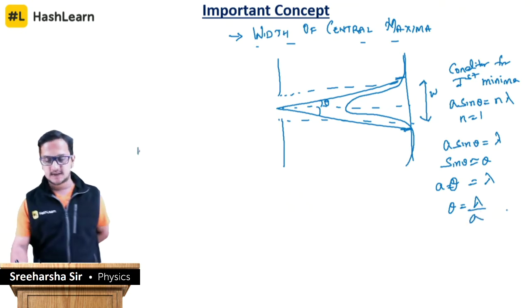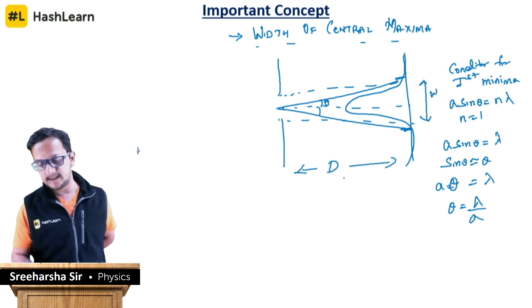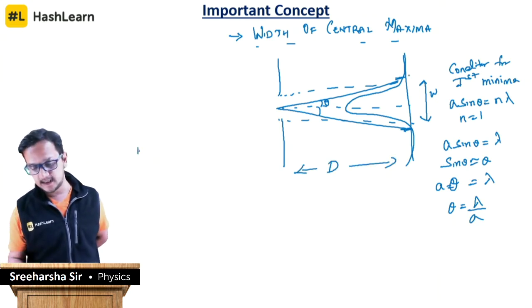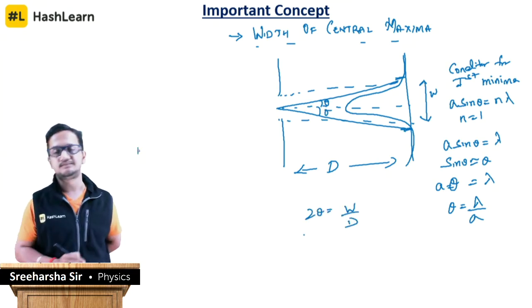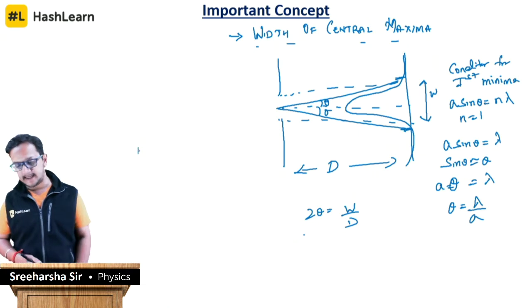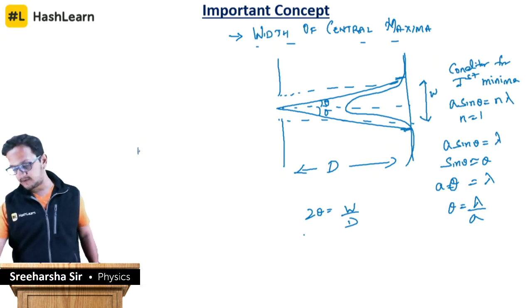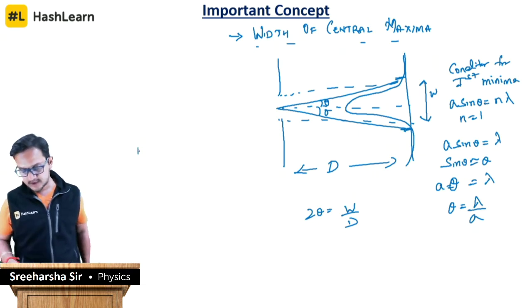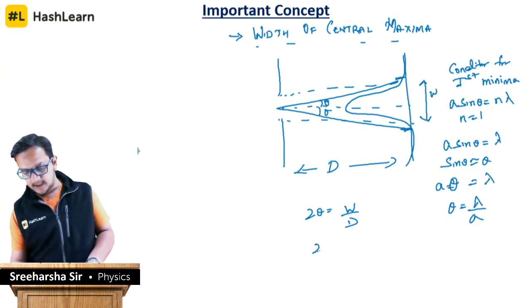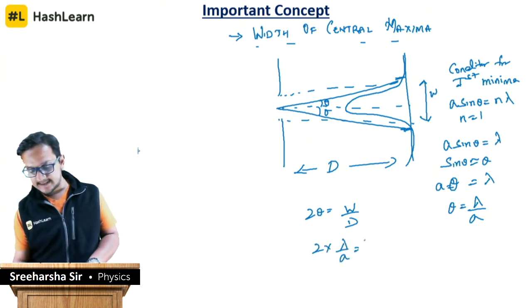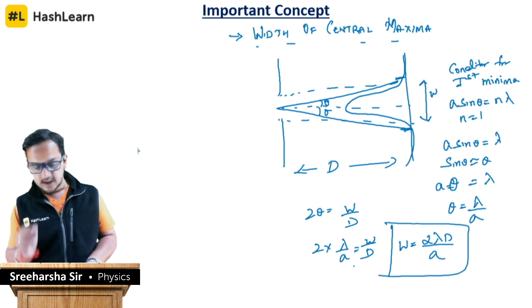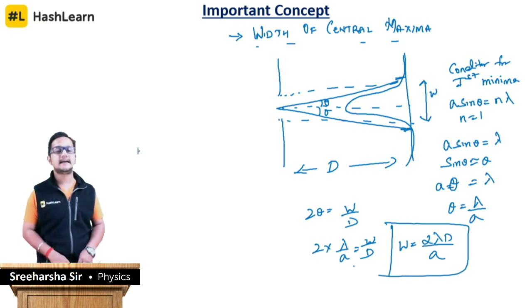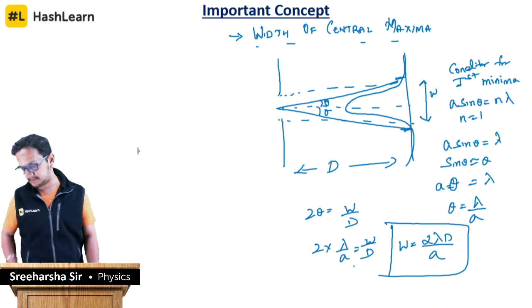Now let us assume this distance is equal to D. From the definition of angle, you will have 2 theta equals W by D. Correct? 2 theta equals W by D. So that is what we have taken over here. Now from this, 2 into lambda by a equals W by D, or W equals 2 lambda D by a. So this is the width of the central bright maxima.